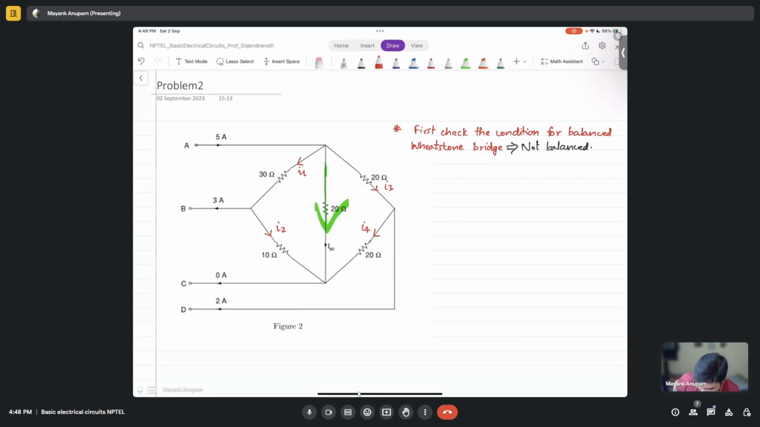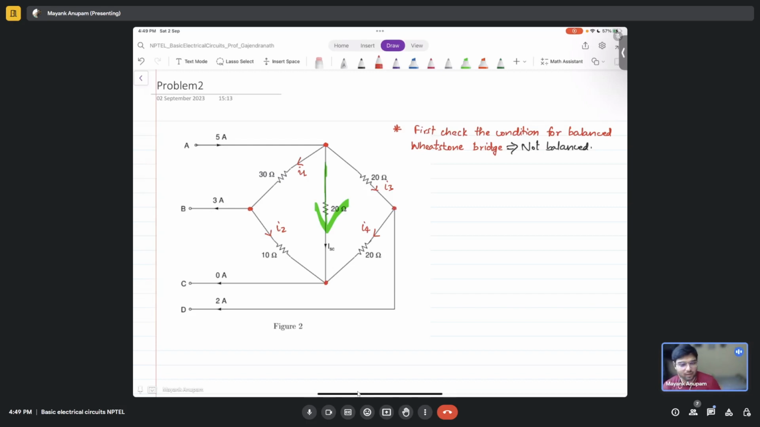Yes, sir. Apply KCL. You want to apply KCL and then find all the currents. How will you do that? You want to write KCL at this node, at this node, at this node, and this node. These are the four nodes where you want to write KCL.